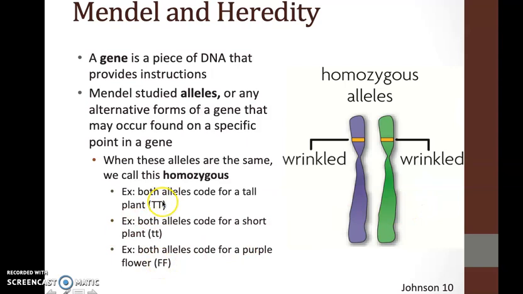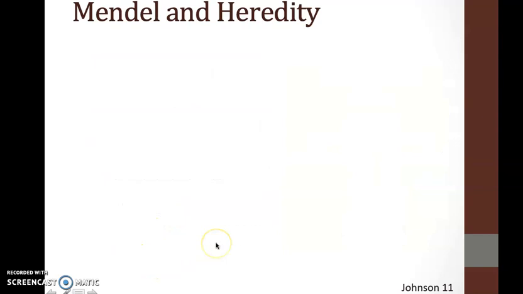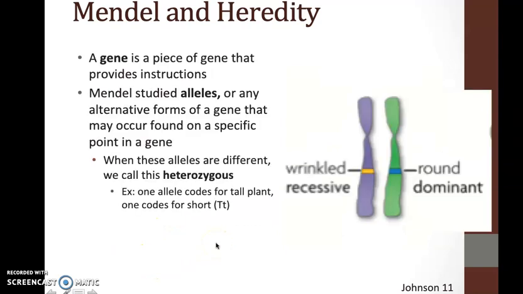But if both these letters are capital, that's homozygous. Also, if both these letters are lowercase, that's homozygous. It's the same thing, right? Two of the same thing. It can also be heterozygous. Heterozygous means different. The only option for heterozygous is a capital letter and a lowercase letter. Heterozygous means different or opposite.